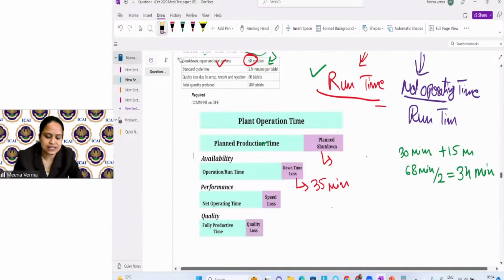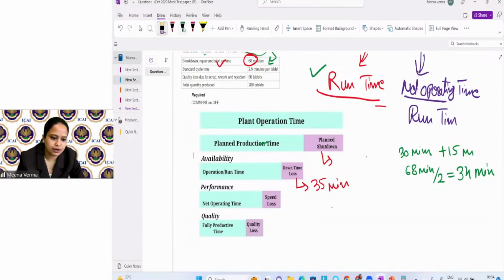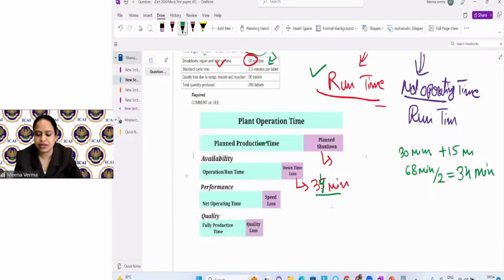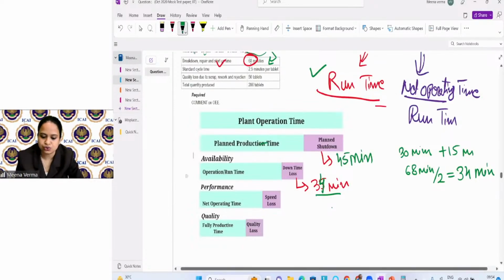If you see here, we have 35 minutes, this is loss of time due to machine failure. And 34, not 35, this is 34. Half of 68 is 34, the time loss due to machine failure. And planned time means lunch break and breaks of the employee. So we have a 45-minute time loss due to break of the employee. These two losses are given here.